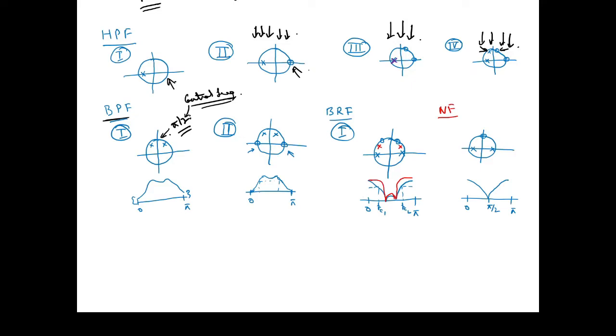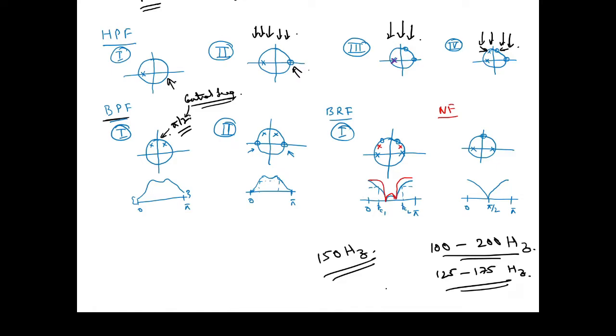Suppose, for my ease, I take 150 as the central frequency. The central frequency may be the same for a bandwidth of 100 to 200 hertz, and also for 125 to 175 hertz, right? So in both cases, the central frequency would be 150 hertz. However, what is the bandwidth, the range in which you want to allow the signals to pass through? That also plays an important role.